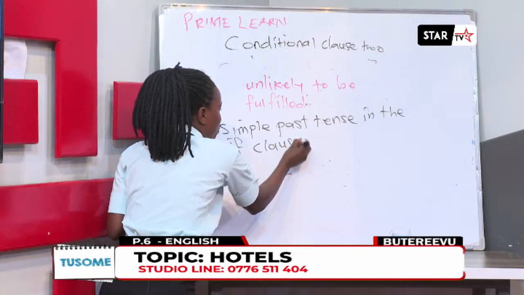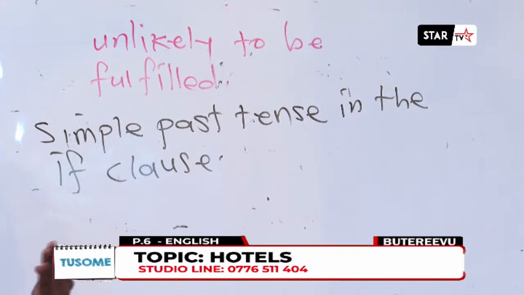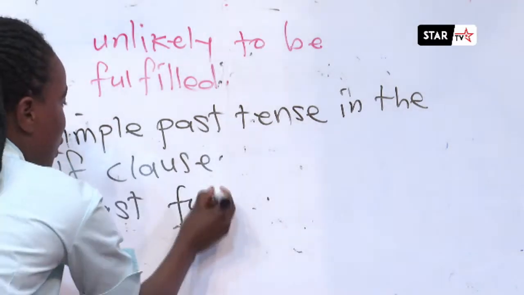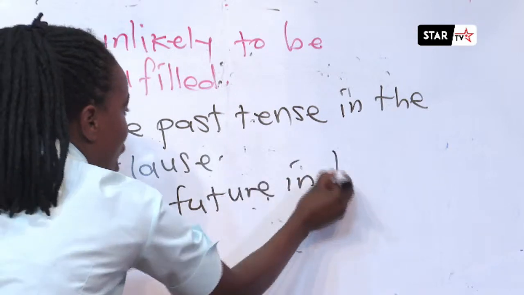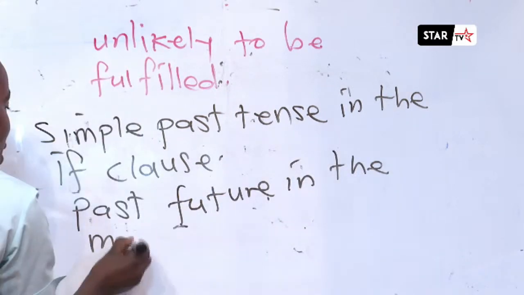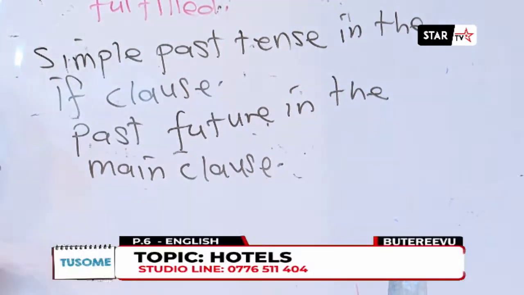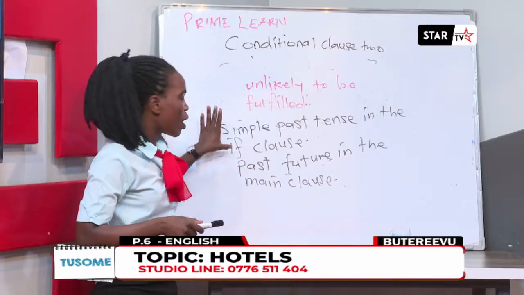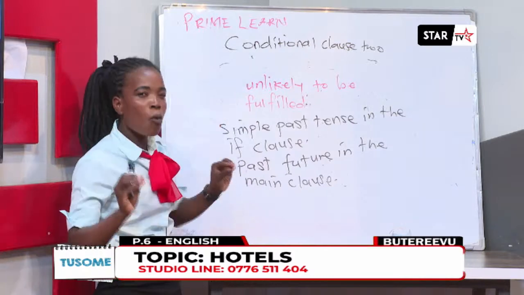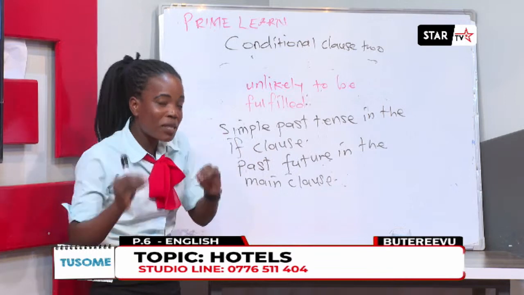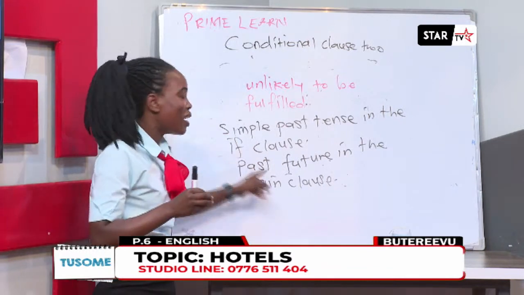I believe you are following. Then what will happen in the main clause? We shall use the past future. We are going to be using the past future in the main clause. Pay attention to this key learning principle. As we are writing sentences, we are going to ensure that we express our if clause in the simple past tense. Then we shall express the main clause in the past future.